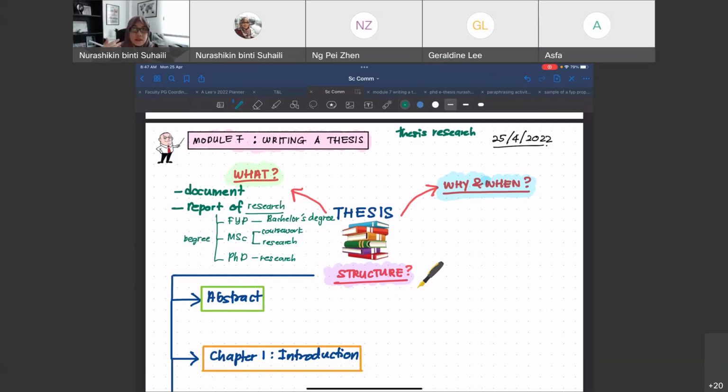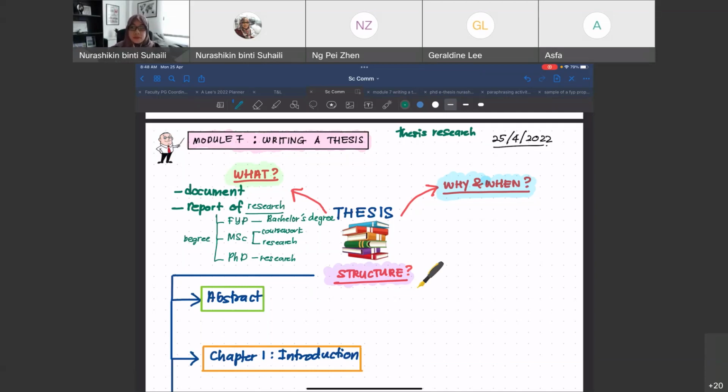So why is a thesis a requirement of a degree, okay? It's not just a simple report. It's not basically a report. It's a special kind of report that is required for the conferment of degrees. Conferment is pengijazahan. Yeah? So without submitting the thesis for FYP, you cannot graduate. You cannot be conferred a degree. Without submitting an MSc thesis also, you cannot. So it's a requirement. That is the actual definition of thesis. It's a special kind of report required for the conferment of a degree.